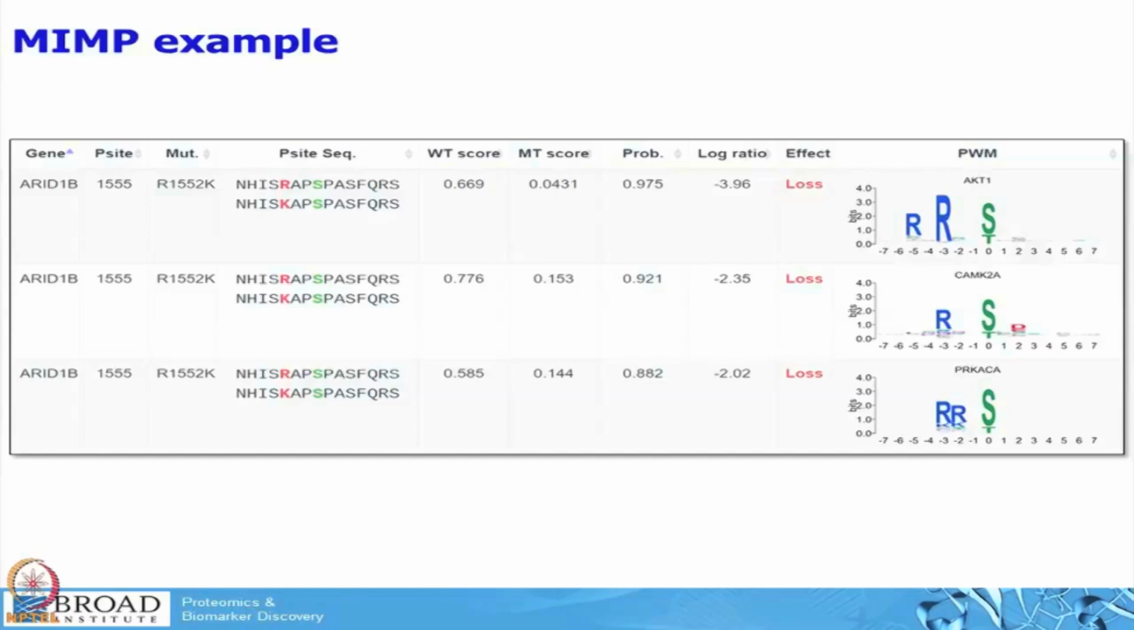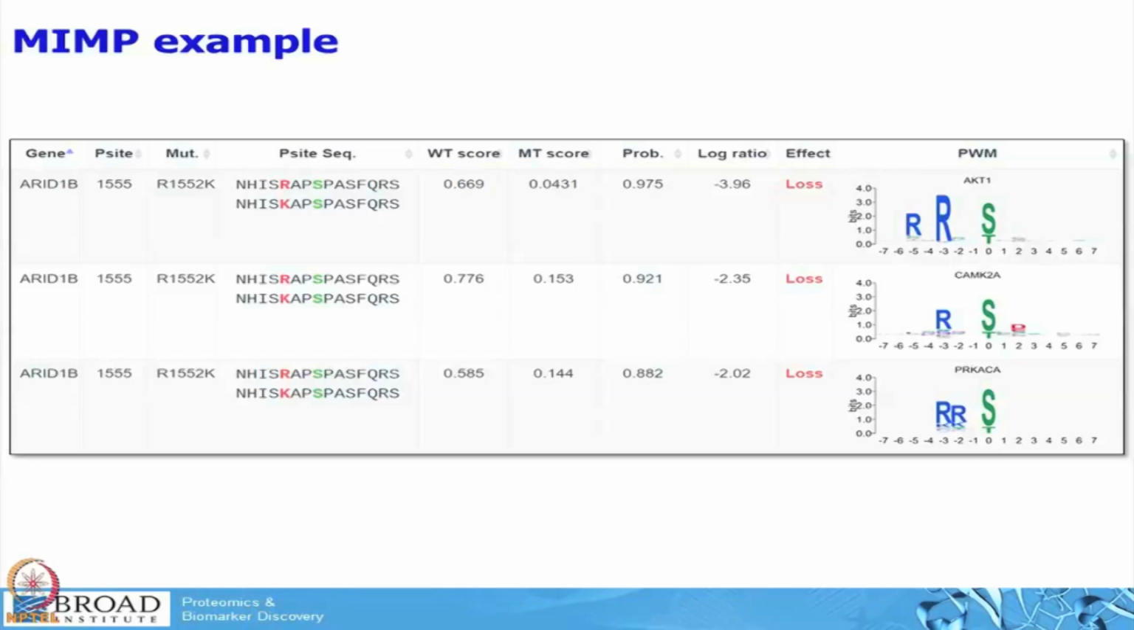This is one example output that you get from MIMP. This is the mutation that I fed in: an arginine at 1555, which has been mutated into a lysine, affecting this particular gene here. Here you see the sequence window. This is the wild type sequence window. It has this arginine at position -3, and after the mutation, this arginine has been replaced by a lysine. In this case, we see that the predicted effect is a loss of phosphorylation.